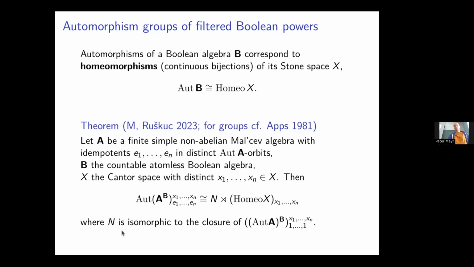And we can also describe this normal subgroup. It's something like the closure of a filtered Boolean power of the automorphism group of A by B. But then that's not big enough. You have to take the closure of that group inside the whole automorphism group to get this normal subgroup. As an algebraist, I'm always happy if I get these semi-direct decompositions. It's the big takeaway here. The automorphism group of a filtered Boolean power is a semi-direct product of something with the stabilizer in the homeomorphism group.